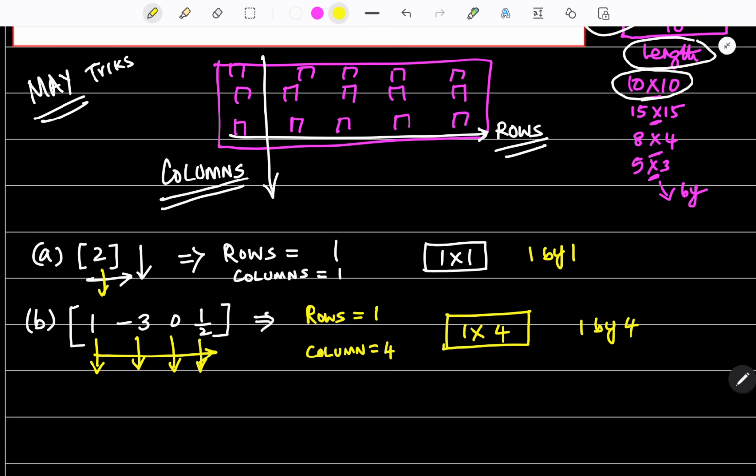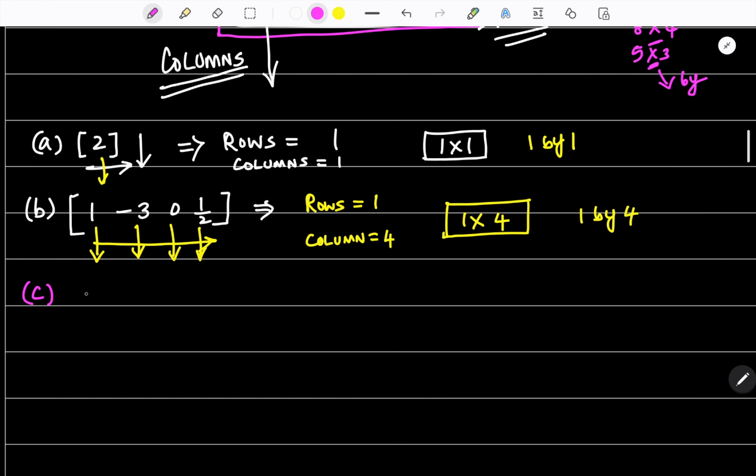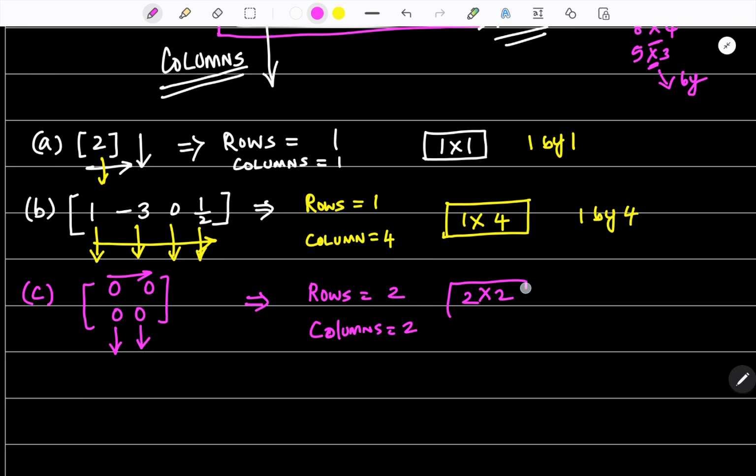Very simple, right? So let's go for the next question. Question number C. 0, 0, 0, 0. How many rows are there? The rows is equal to 2 rows. How? 1 row and 2 rows. How many columns are there? 2 columns are there, right? So what are we going to call it? The dimension is 2 by 2.